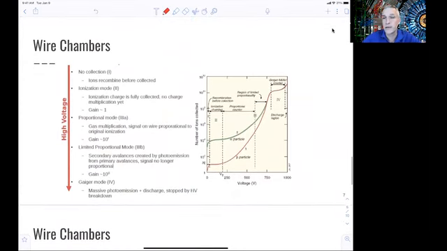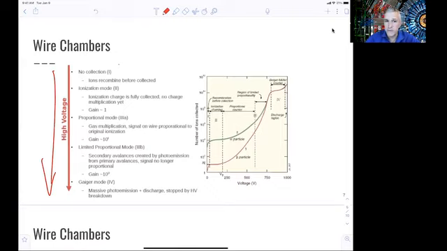Wire chambers can be operated in different modes, and it depends on the level of voltage you apply on the wires. The higher the voltage, the further you go down here. If you have very limited voltage applied, then you have ionization, and the ions recombine without being collected. In ionization mode, you collect the ions, and there's typically a gain factor of 1. You measure each ion basically separately.